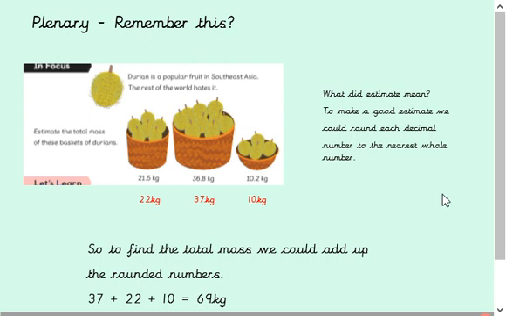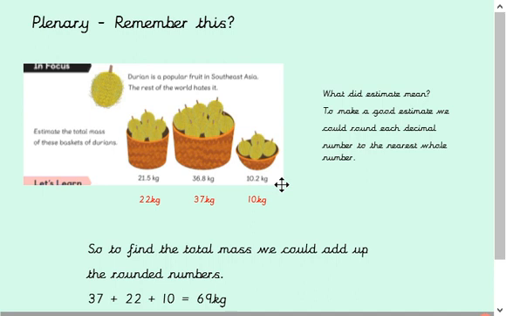Okay, our plenary then, our ending to the lesson. Do you remember this question? So we had 3 tubs of this particular fruit, and the question was asking, could we estimate how much fruit there would be in total? And they gave us 3 numbers that were decimal numbers.